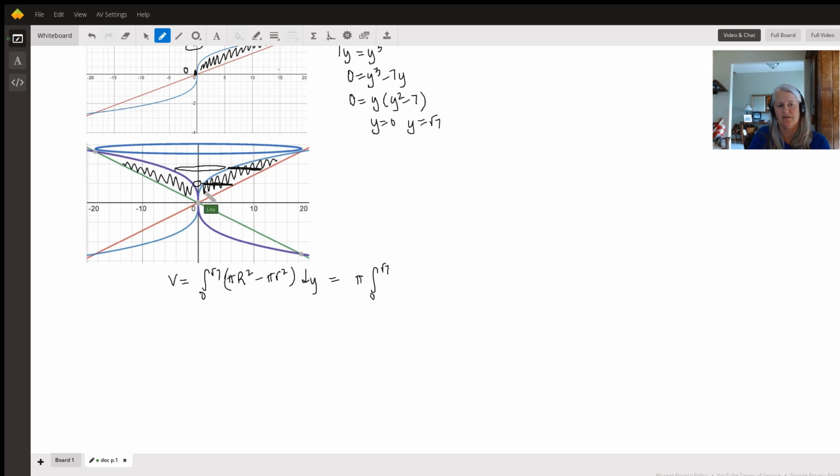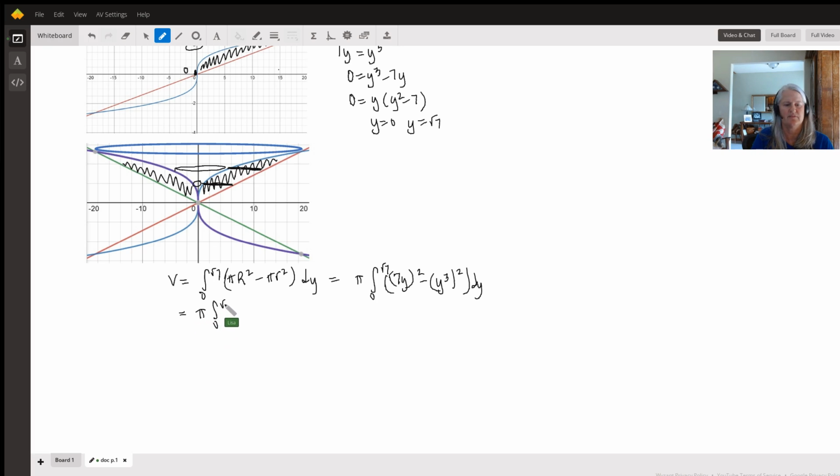So big R is the distance from the axis of revolution to the farther curve. So that's the x of the line, which is 7y. And then little r is from the axis of revolution to the closer curve, or the cubic, which is y cubed. And so there's the volume. We can go ahead and work this out.